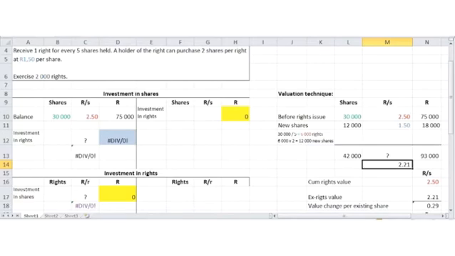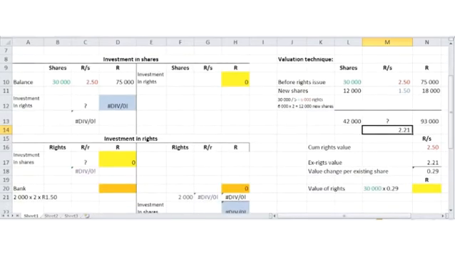So the valuation technique assisted you to see what's going to happen to the R2.50 cum rights value if there's no longer any rights. So your cum rights value less your ex rights value gives you a value change per share. All these amounts are per share amounts. Because we are busy splitting the existing share balance of 75,000 Rand, you have to multiply this value change per share with the number of existing shares, and that will give you a Rand value of 8,700 Rand.